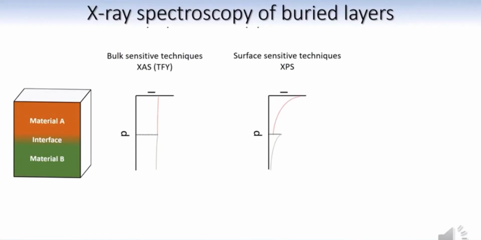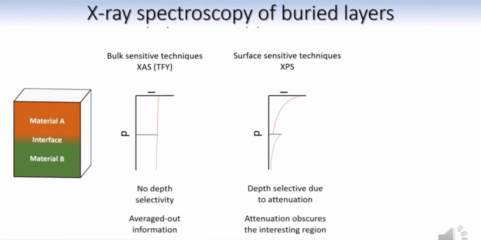To investigate buried materials or interfaces using X-ray techniques, we have basically two options. The first one is to use bulk-sensitive techniques such as photon in, photon out, for example X-ray absorption in fluorescent yield. The other option is to use surface-sensitive techniques such as photon in, electron out, or XPS that we just introduced. Both these approaches have their problems.